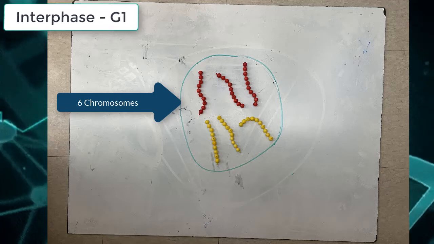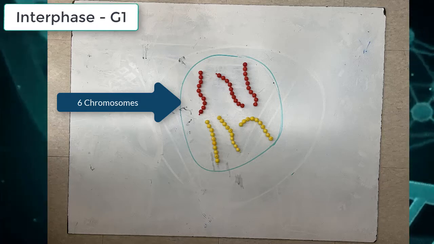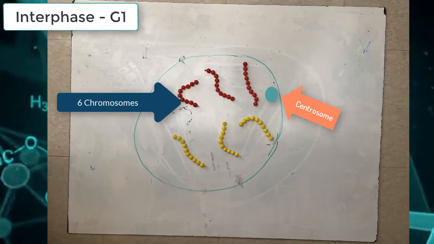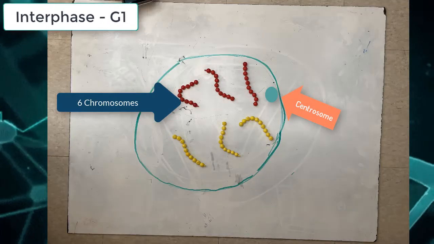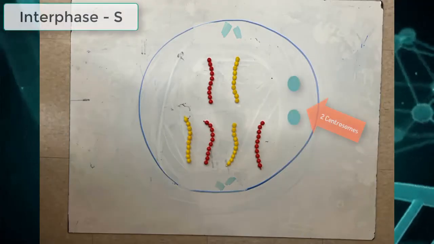Before a cell undergoes meiosis, it must undergo interphase, which, although technically not part of the process of meiosis, is still essential for the cell division to occur. During the G1, or first gap stage of interphase, the cell begins to grow and expand, while also the centrosome duplicates.